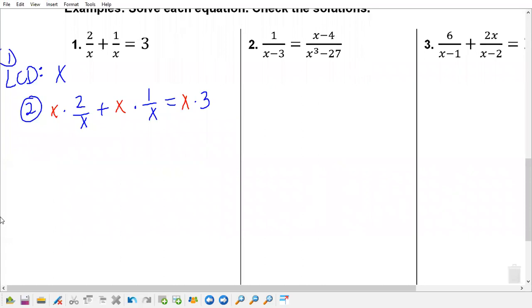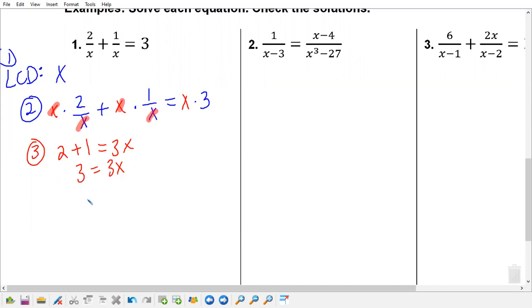So then we are going to keep multiplying. So I have x times 2 over x and so on, and 3. We're now going to divide. When you're dividing, that means you can eliminate like terms, right? So I can eliminate x, x, x, x. And that leaves me with 2 plus 1 equals 3x. So that gives me 3 equals 3x.